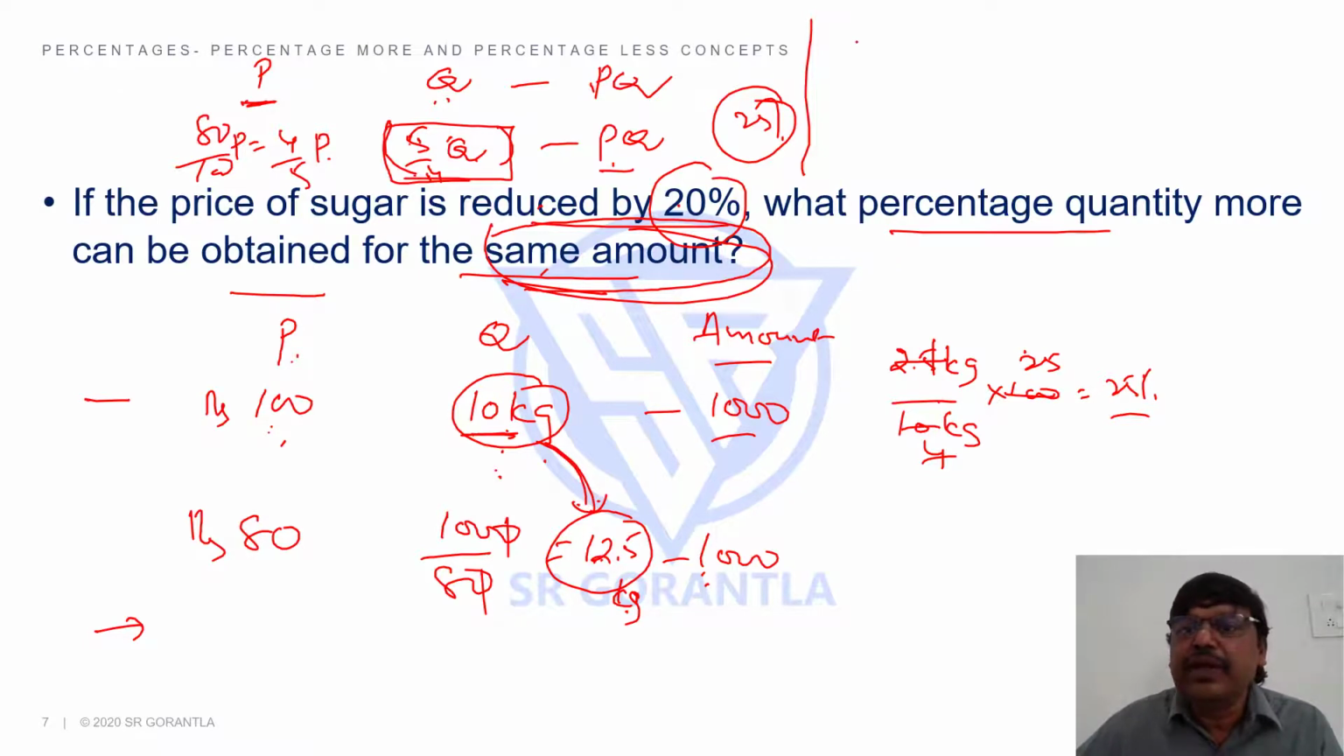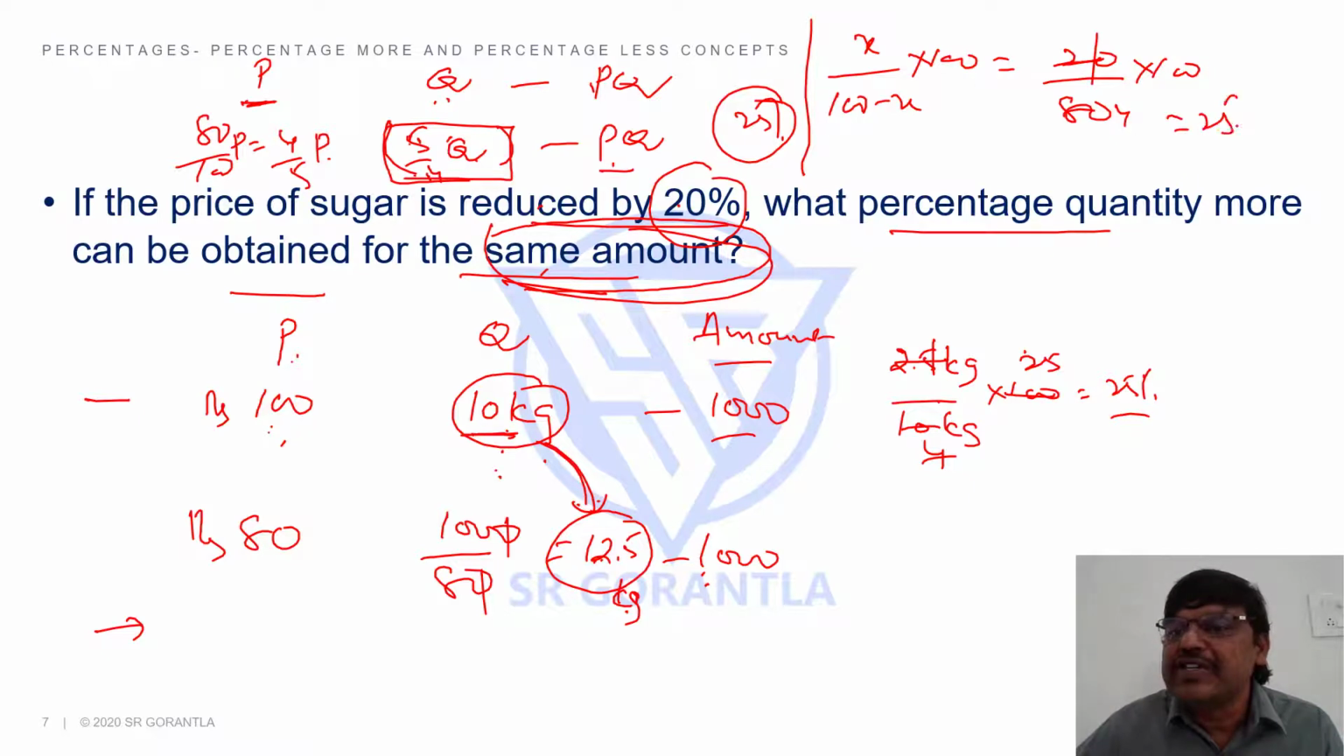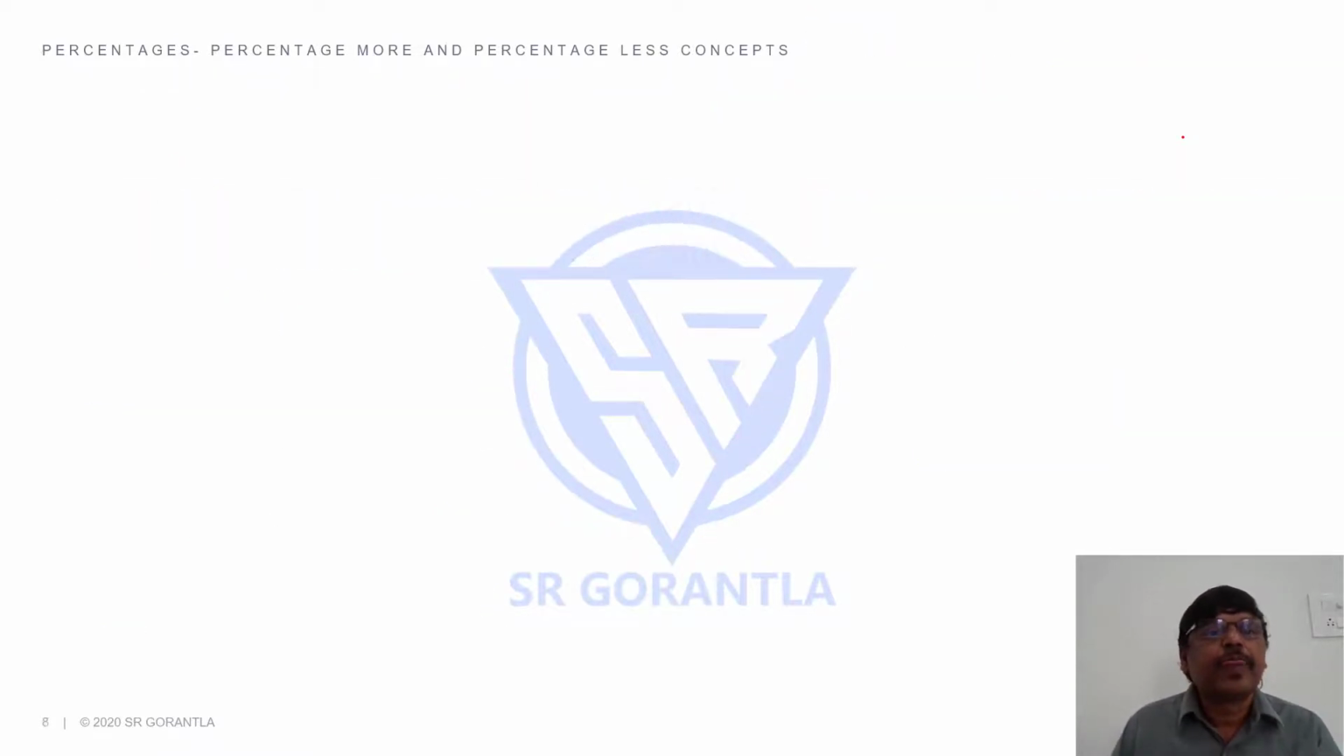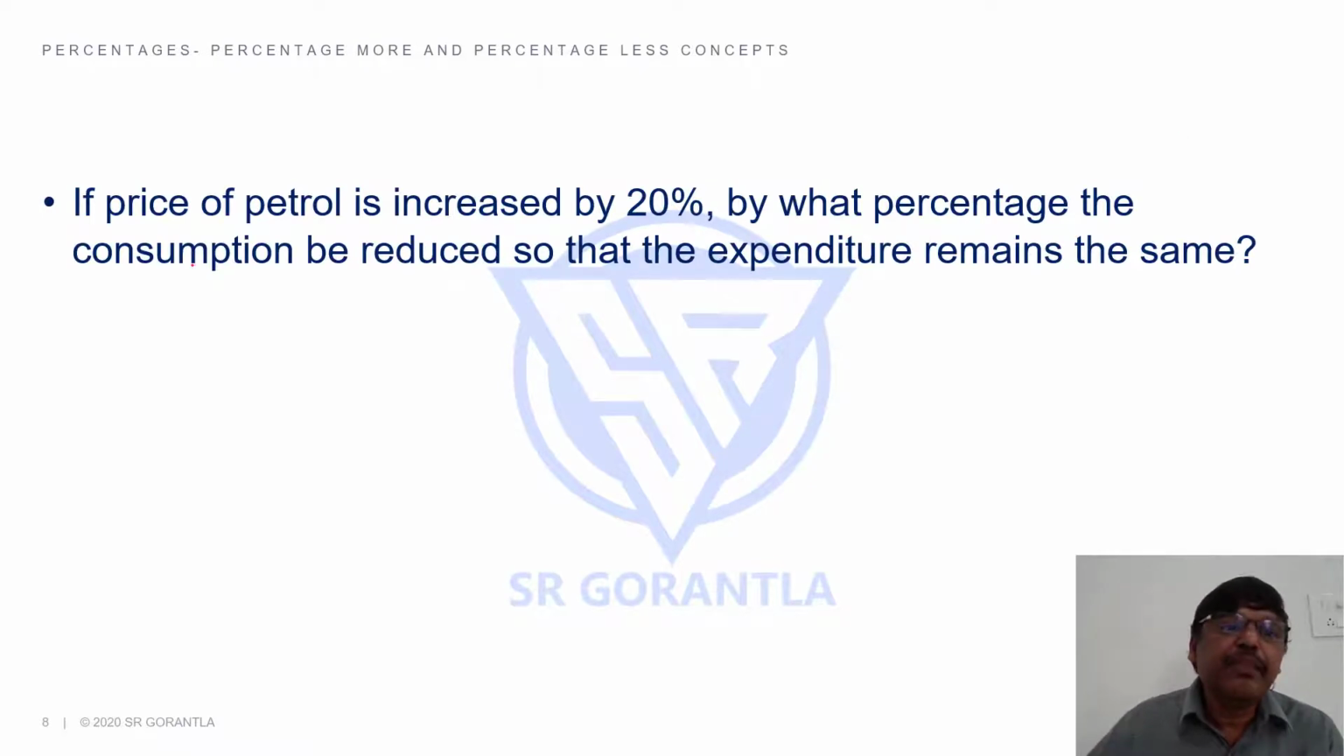That's the reason I am using this formula. First I am reducing by 20%, so I am using x by 100 minus x% formula. 20 by 100 minus 20, 80 into 100. Are you not getting the same answer, 25%? Yes, students. So like this, the same concept can also be asked like this. Let me tell you one more. This time price of petrol is increased by 20%. By what percent the consumption should be reduced so that expenditure remains same?